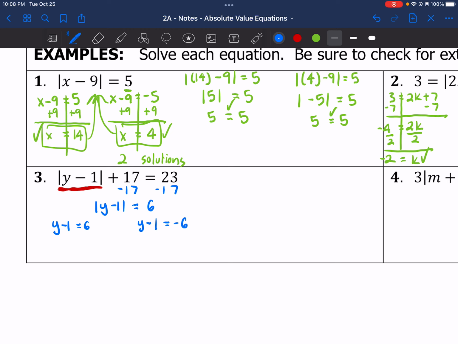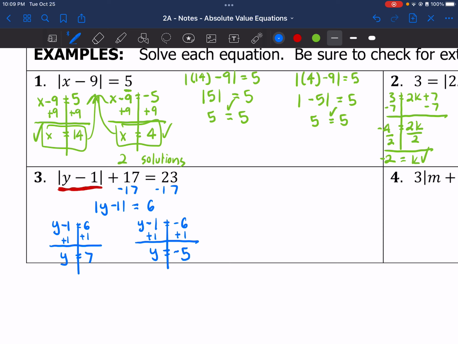Now I'm going to solve for y for both my equations, starting with my left. I'm going to add 1 to both sides, and I get y is equal to 7. For my right equation, I'm going to add 1, and I get y is equal to negative 5.